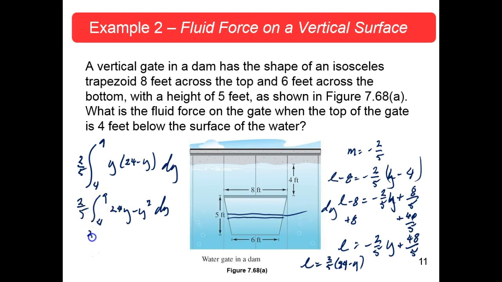So how do we integrate that? 2/5 times the antiderivative of 24y. 12y squared, right? Minus y cubed over 3, evaluated from 4 to 9. Okay? I'm going to take this to the top of the next to do my calculations. Okay, 2/5 times, let's plug in the 9. And I'll need calculator help here.